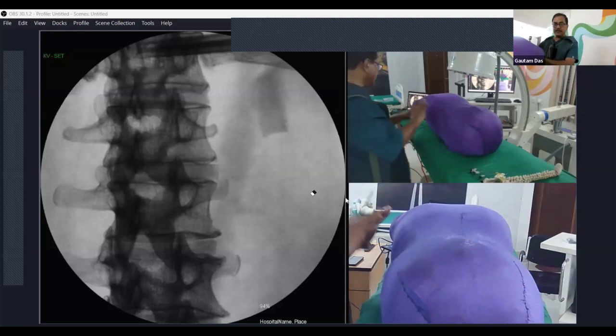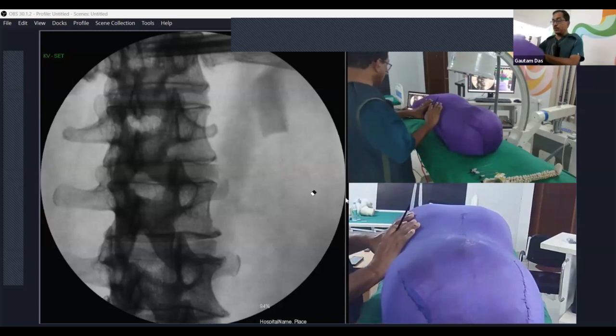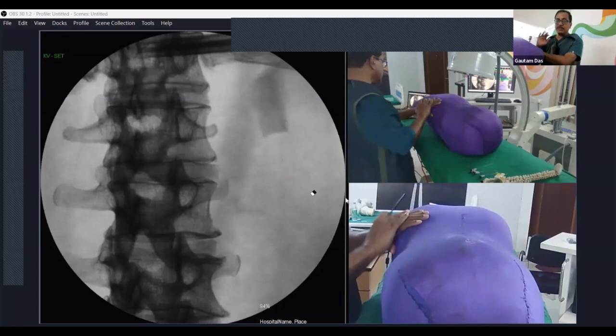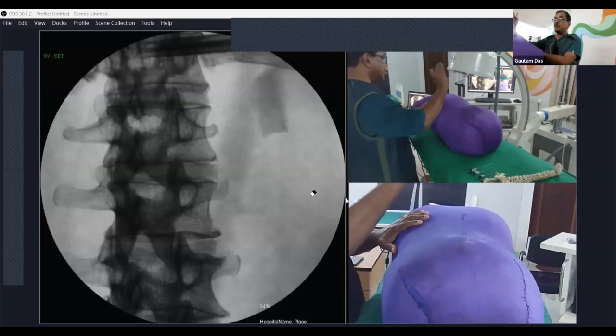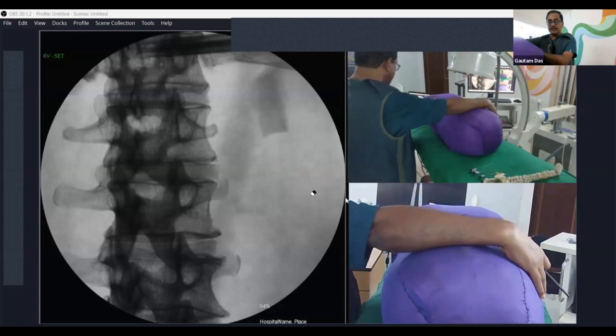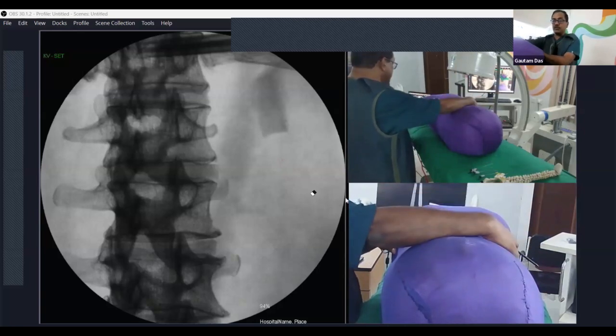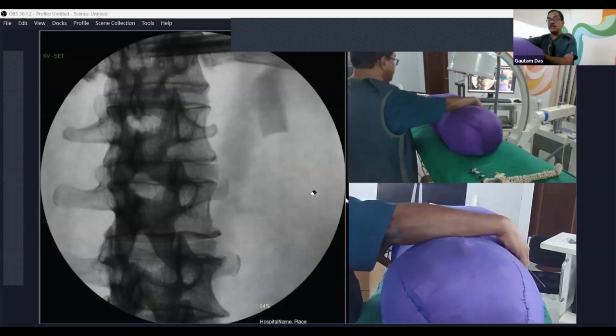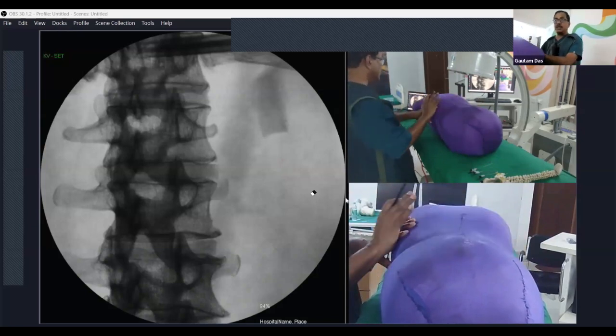No, I'm standing on the left side. Whether you are doing the procedure on the right or left, you will always be standing on the patient's left side. And the C-arm will always be on the patient's right side. Whether you are doing a right-sided procedure or left-sided, it's not like surgery. When you are doing surgery on the right side, you stand on that side. No, not like that.